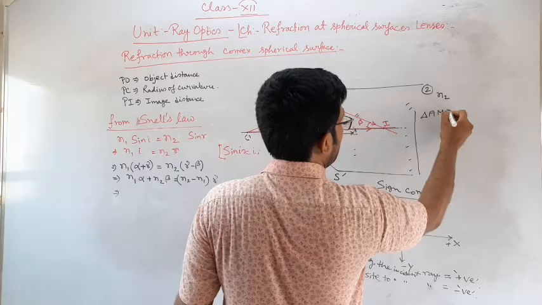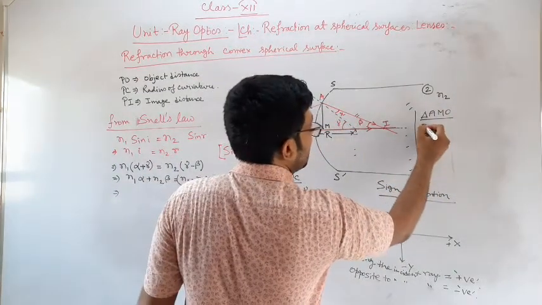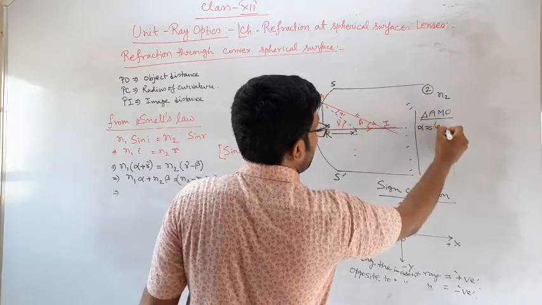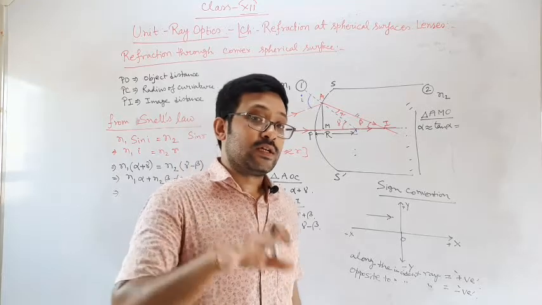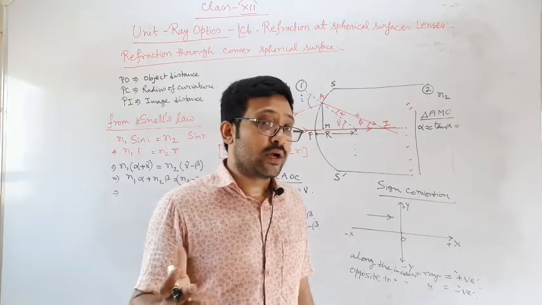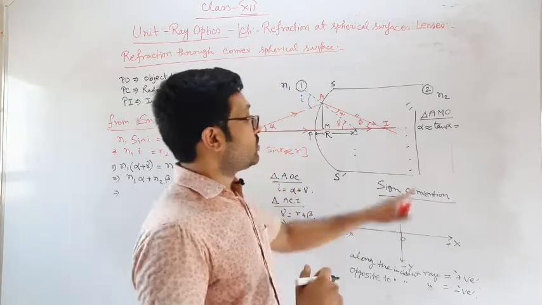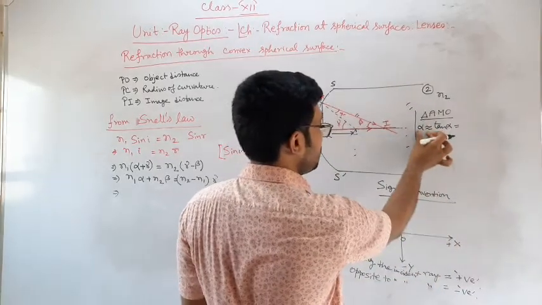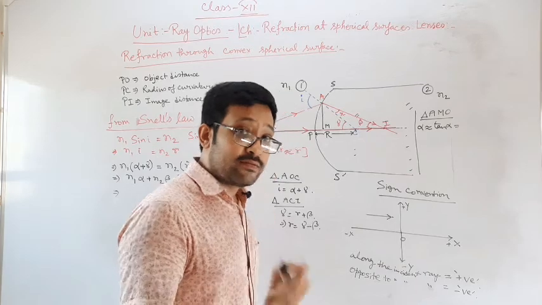Okay, this triangle. See, tan alpha. Alpha is very small, so alpha we can write as tan alpha. Why? Because alpha is very small, so sine alpha is equal to alpha and cos alpha is equal to 1. So tan alpha is equal to sine alpha by cos alpha, which means here alpha. As alpha is small, we can write alpha is equal to tan alpha, otherwise not, as alpha is very small.